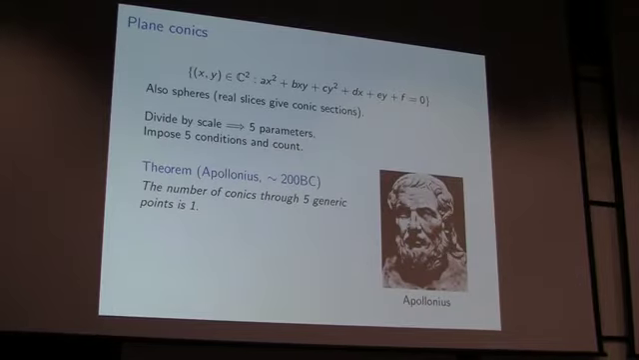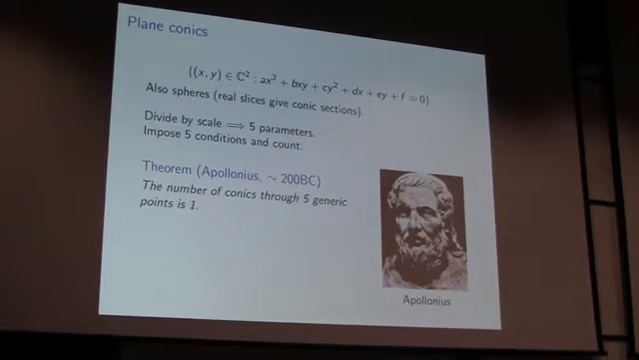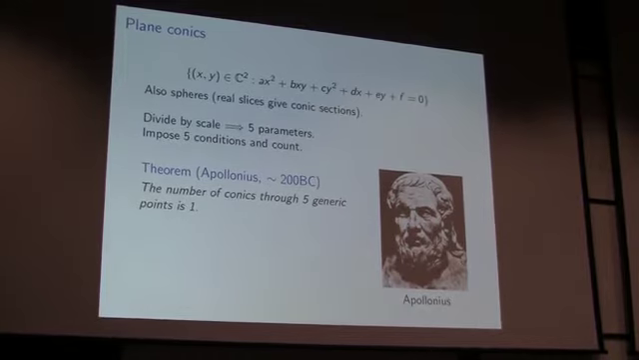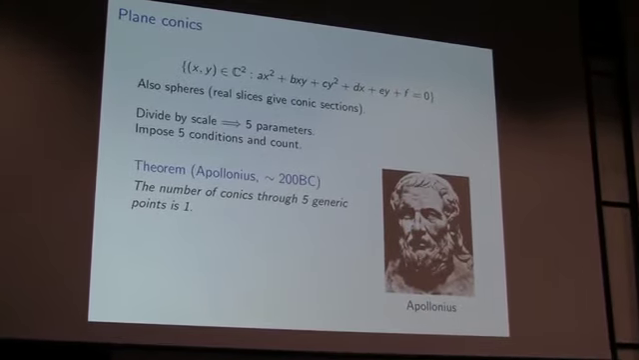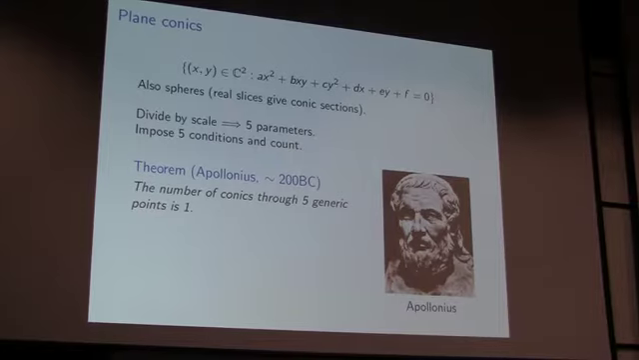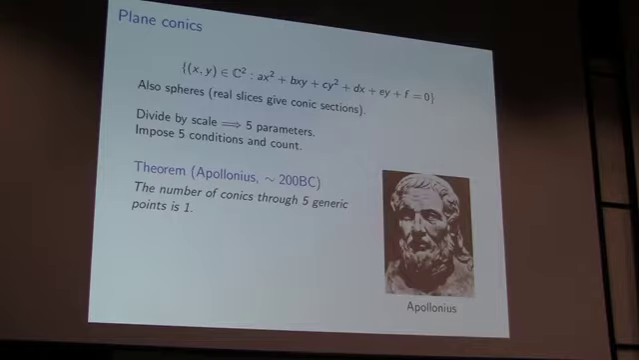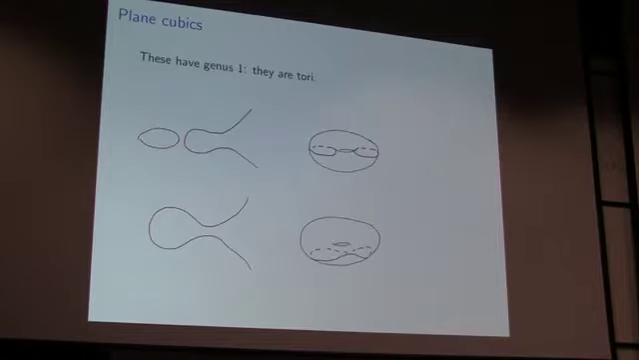So now we can go to plane conics. These are also spheres, like that Riemann sphere. So our complex curves are one-dimensional complex objects. Two real-dimensional objects are what we call complex curves. So these are also spheres in this case. And so the real conics that you're more familiar with are the real sections of these spheres. You get the conic section. So again, we have 6 parameters. We divide by scale. We have 5 parameters, so we can impose 5 conditions and count. Apparently it was Apollonius who did that. And we have 1 conic through 5 generic points.